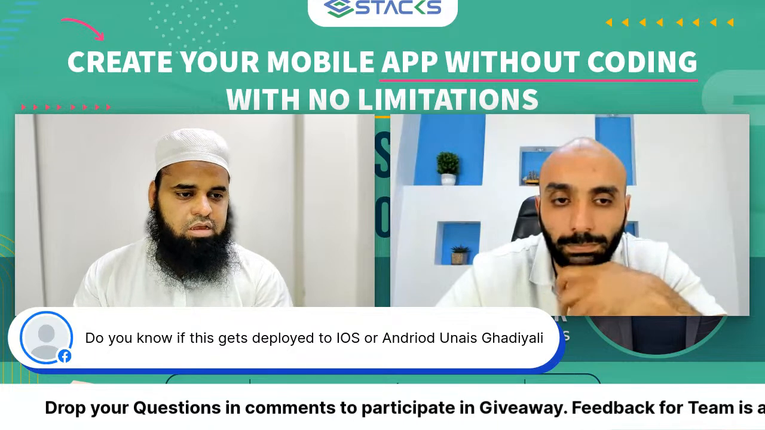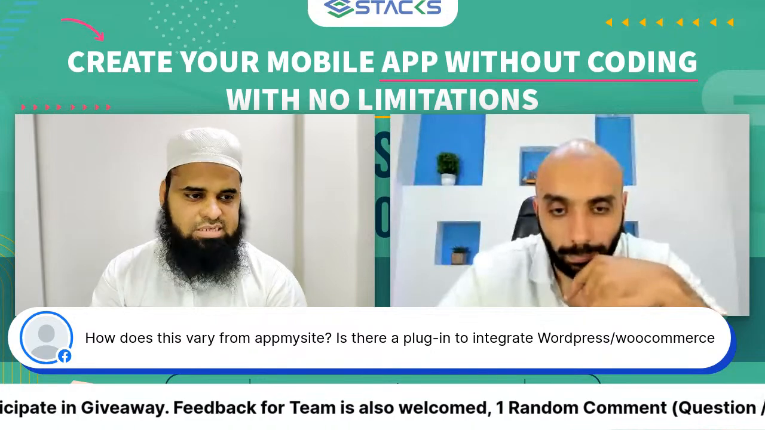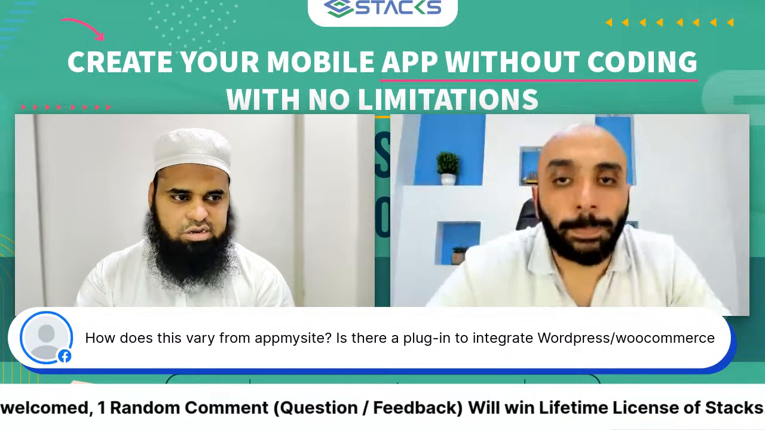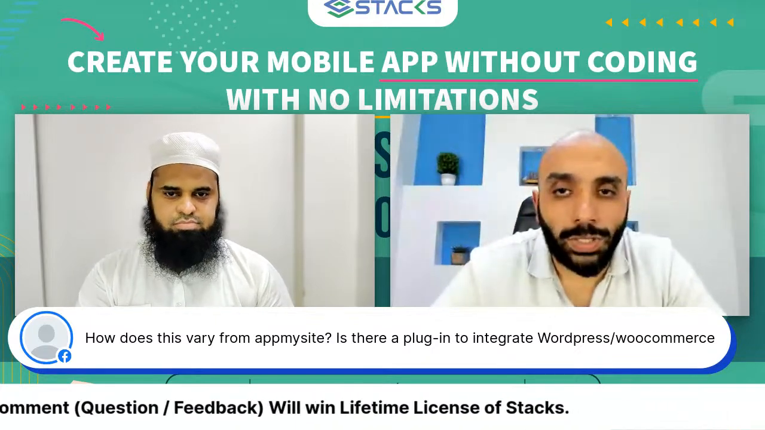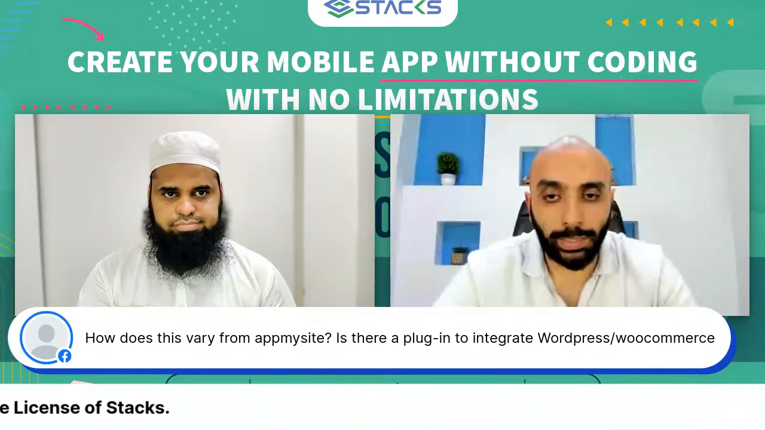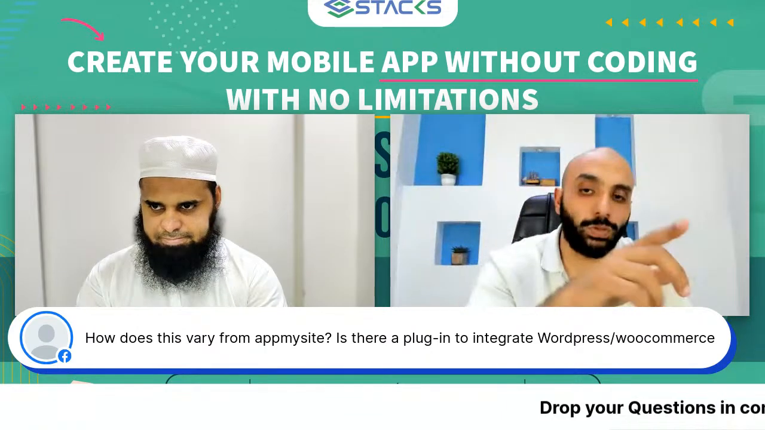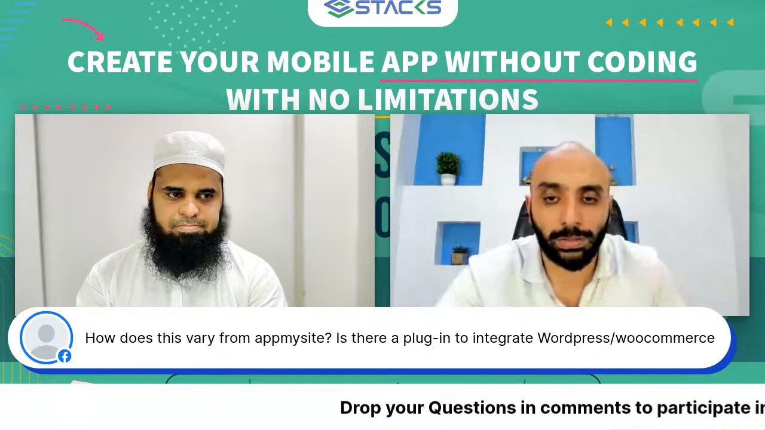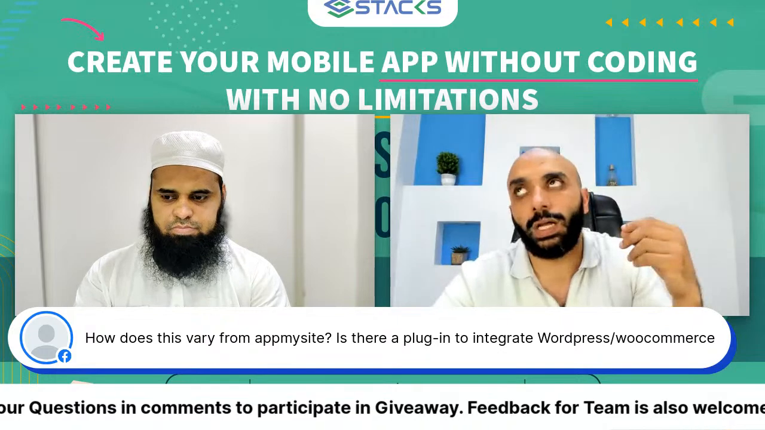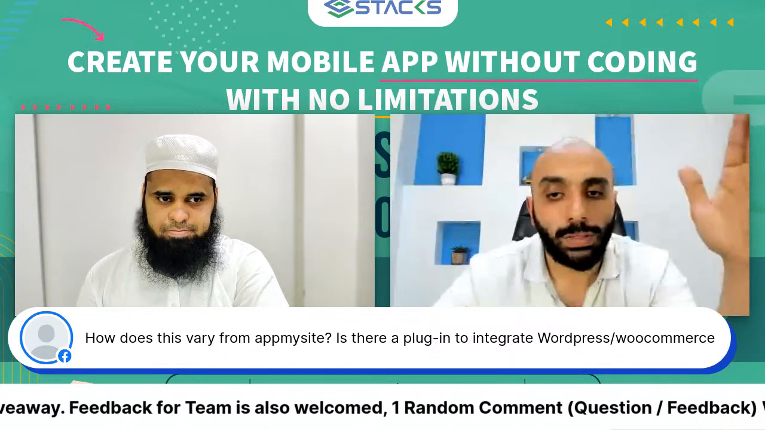One question is how does this vary from App My Site? Is there a plugin to integrate WordPress WooCommerce? I think that's already covered, right? The plugin is already there on WordPress.org, and it's linked inside the Stacks market. If you open your Stacks site, you will be able to connect your website through the plugin. So this is easy. Regarding App My Site, you can design one single view, and the rest is a template.